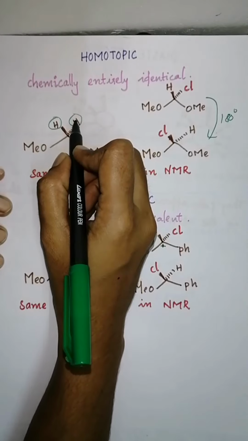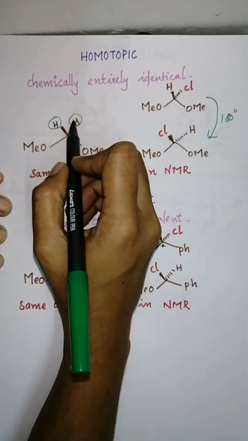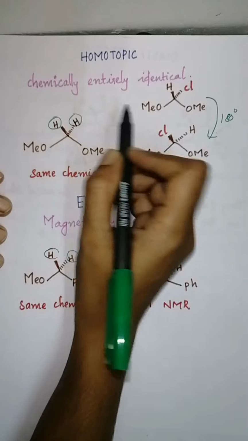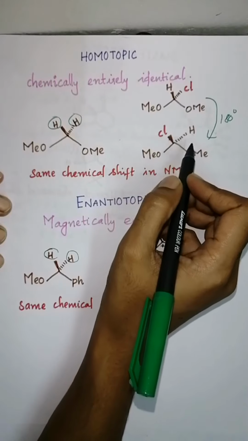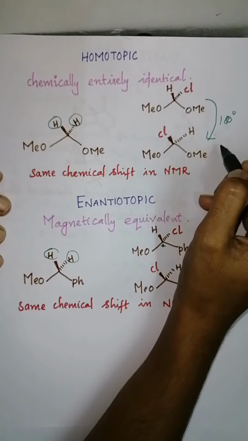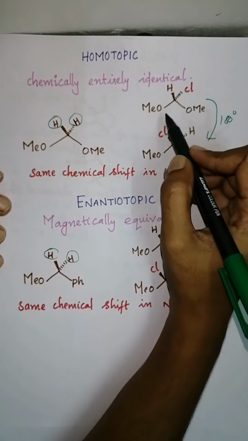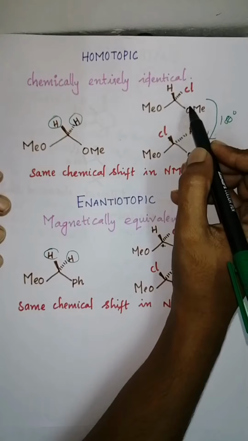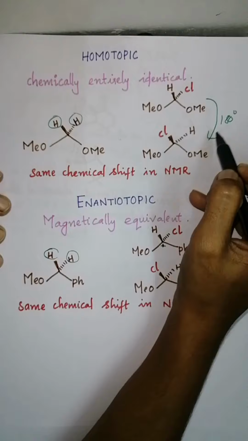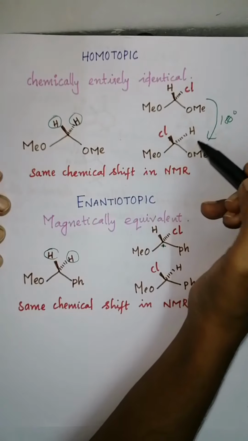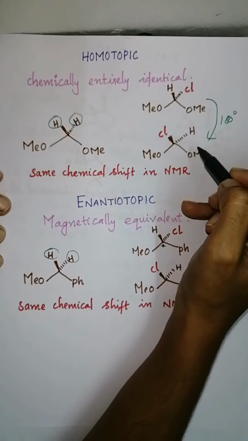We have to replace one hydrogen with some other atom or group. For example, we are replacing this hydrogen with chlorine and we'll get this structure, and replacing this hydrogen, we'll get the other structure. Now see what is the relationship between these two structures. Since the same groups are here, from this molecule we can reach this molecule by a 180-degree rotation, which means that these two are conformers of the same molecule. So these are the same molecule.